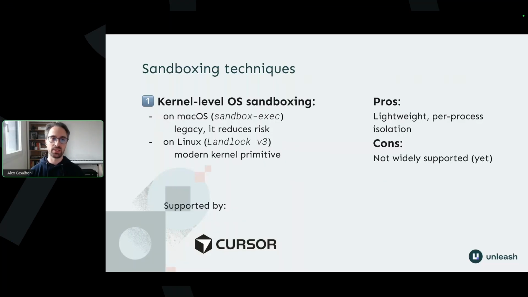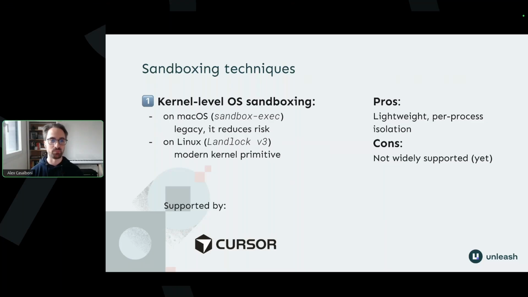So kernel level sandboxing is something that is provided directly by the operating system. This is available on Mac, on Linux. It's possible to run it on Windows through some magic. Now, the unfortunate fact here for the many macOS users like me is that the macOS primitive is considered a legacy, let's say, while the Linux primitive, Landlock v3, is a lot more modern and secure in a way.